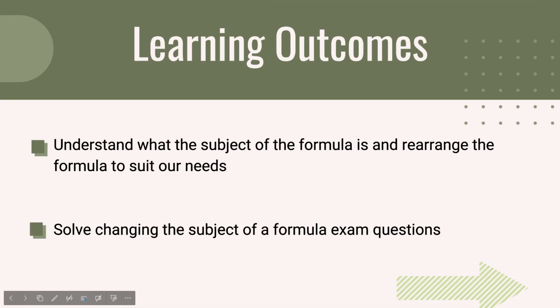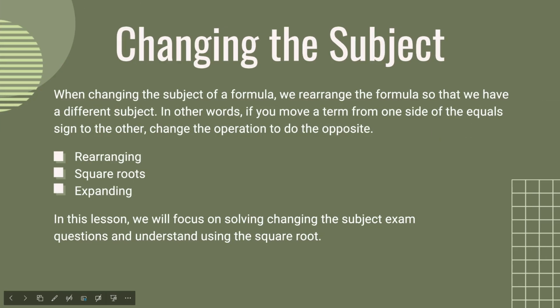Our learning outcomes for today are to understand what the subject of the formula is, to rearrange the formula to suit our needs, and to solve changing the subject of a formula exam questions. So, what is changing the subject? When changing the subject of a formula, we rearrange the formula so we have a different subject. In other words, if you move a term from one side of the equal sign to the other, you change the operation to do the opposite. In this lesson, we will focus on solving changing the subject exam questions and understand using the square root.